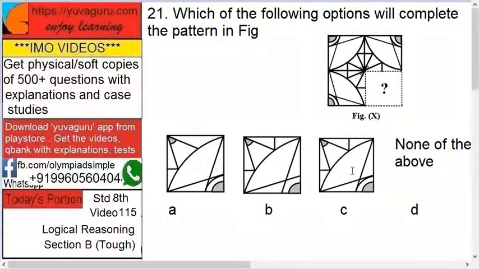Now B and C only. In B and C, what is the case? What is the difference between the two? Firstly, there is a minute difference of this arc. It is there in C. It is not there in B. Now check if there is an arc in the problem figure. Yes, there is. So C will be the answer. B won't be the answer. Right? So C is the answer.